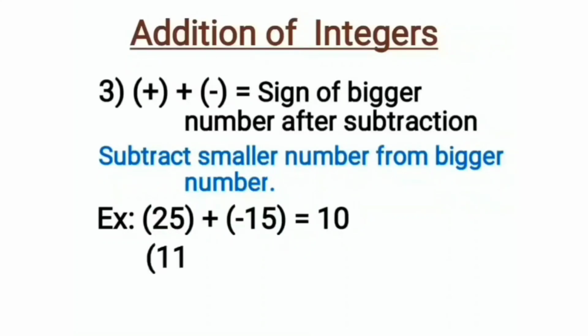Another example is 11 plus minus 17. Here minus 17 is bigger number. So subtraction gives 5 and sign of bigger number is minus. So 11 plus minus 17 is equal to minus 5.